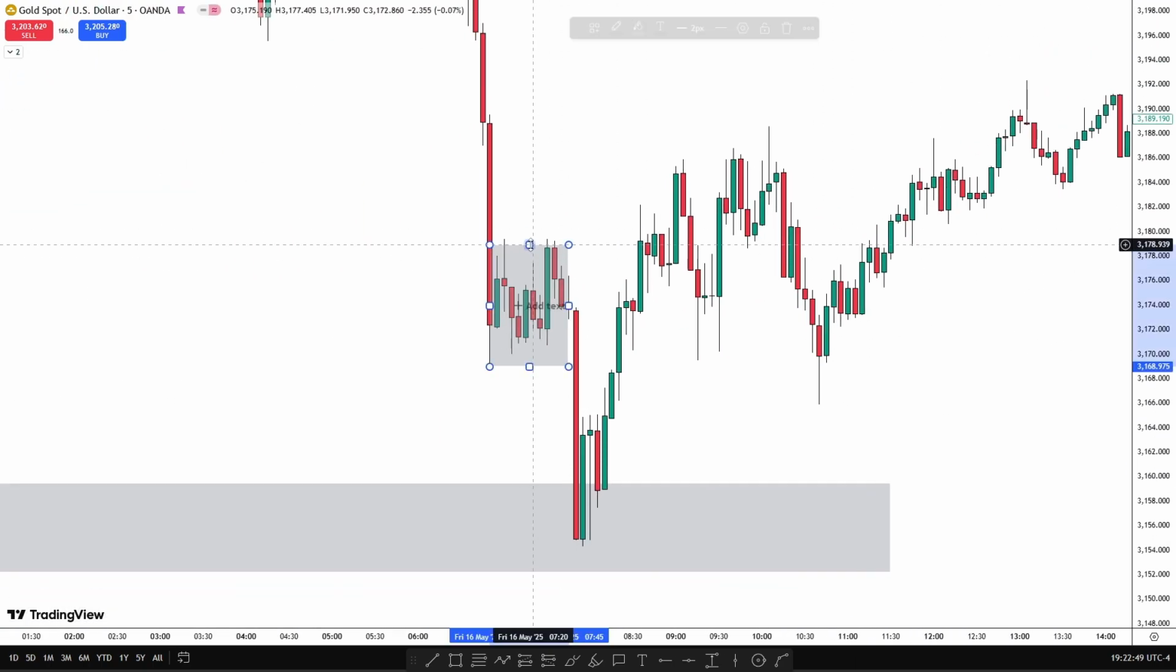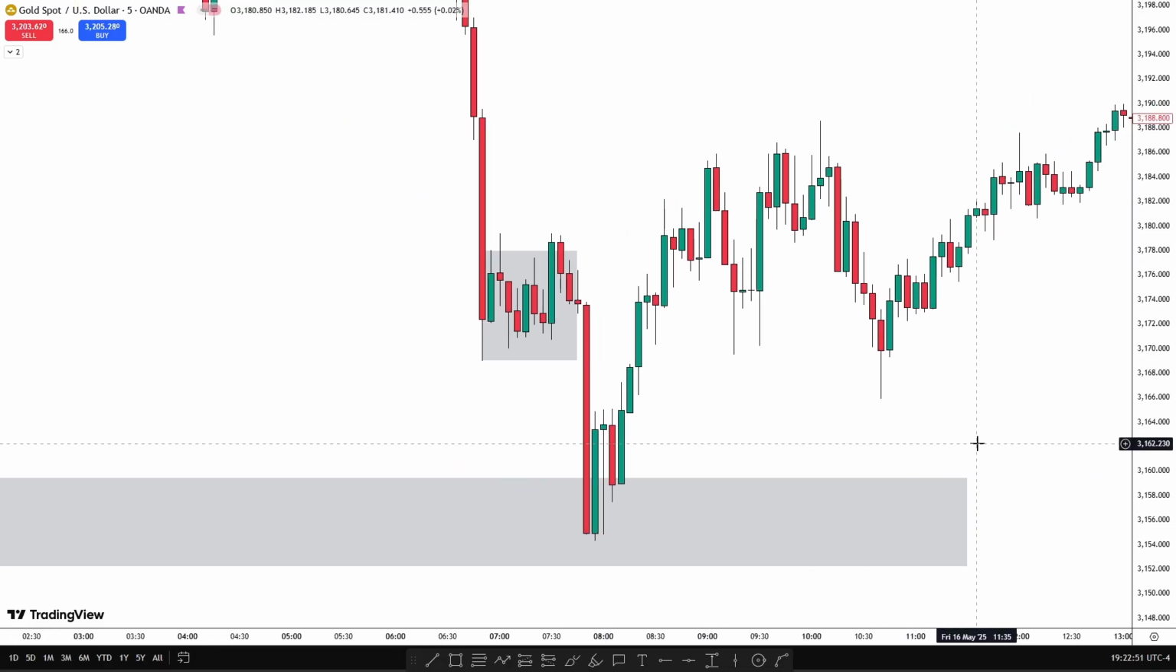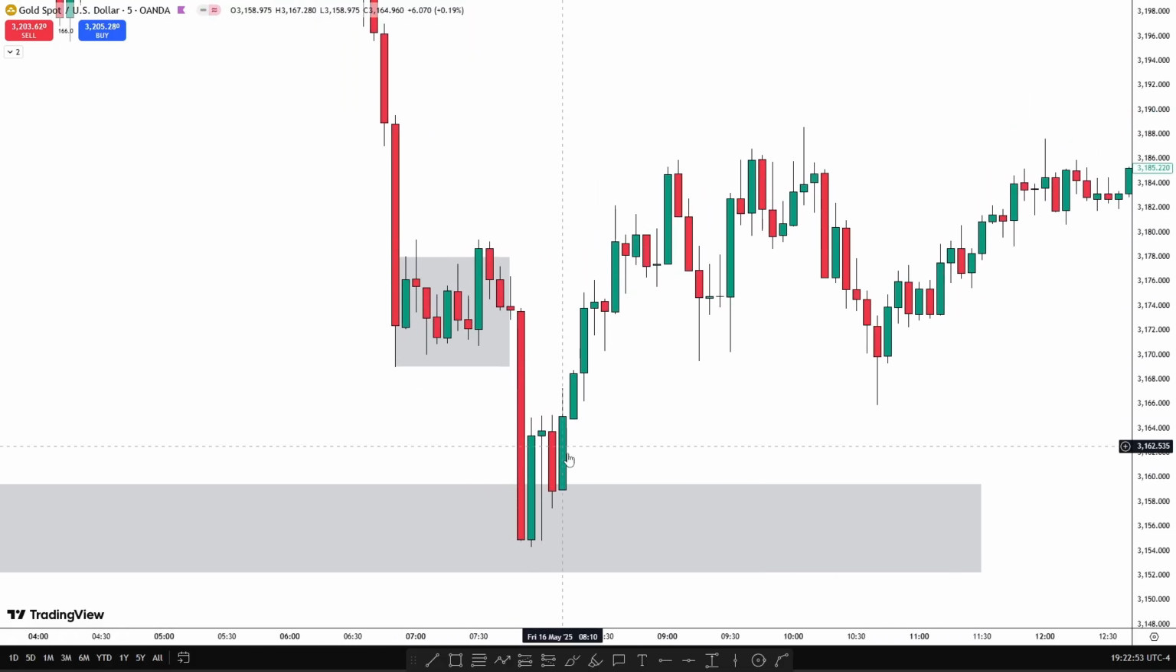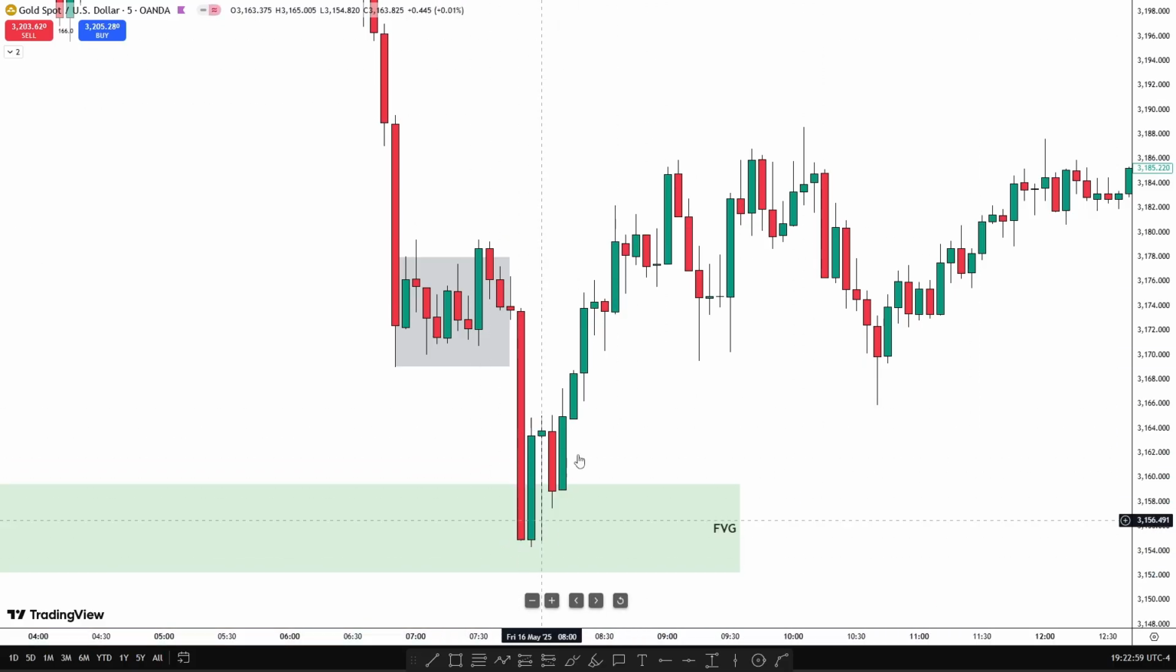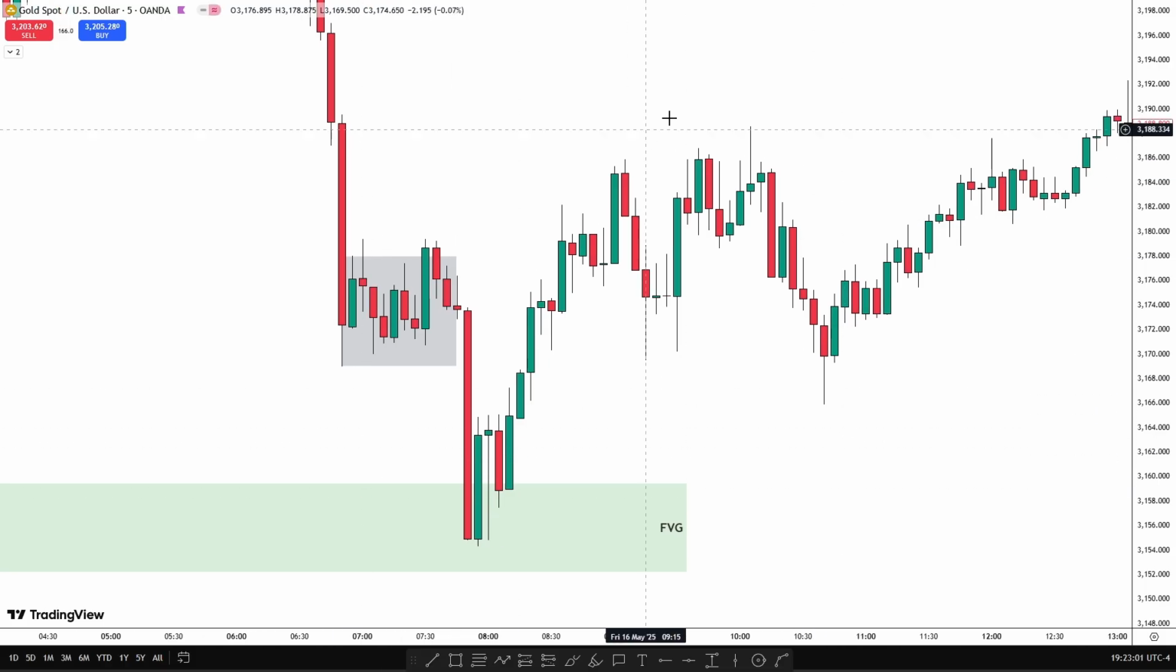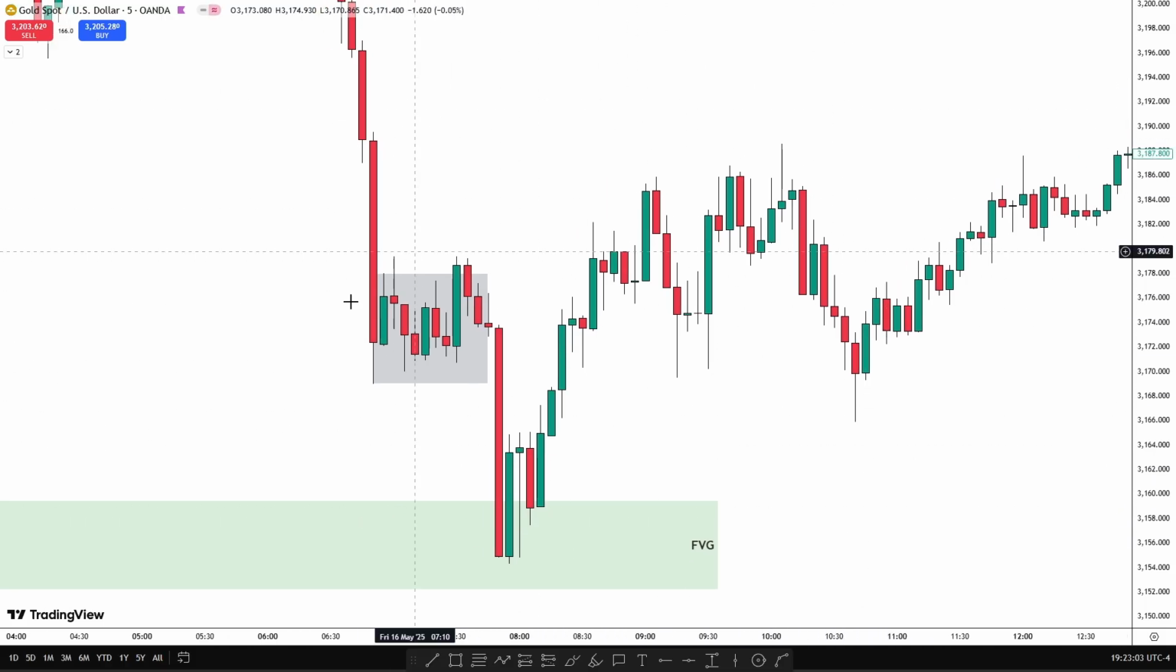Now, something to notice about this zone: as soon as we've manipulated through it, we've taken out all the lows, we've tapped into a high time frame fair value gap. So that is enough to expect a distribution higher. So you're trading this distribution higher. Now this one didn't have a great move.